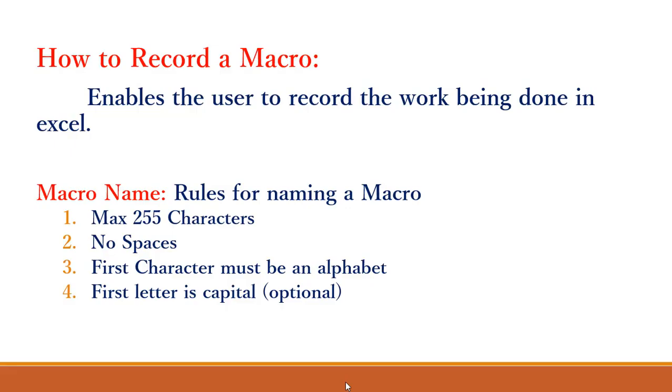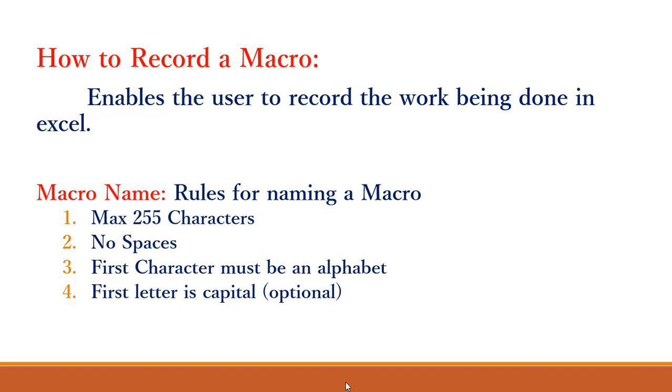Another option in the Code group is Record Macro. It enables the user to record the work being done in Excel. Whatever kind of work we do in Excel, everything you can record, and behind that VBA code will be generated. By using that VBA code, you can execute the work again and again, as many times as you require and whenever you want. While recording the macro, first of all, you need to give the macro name.